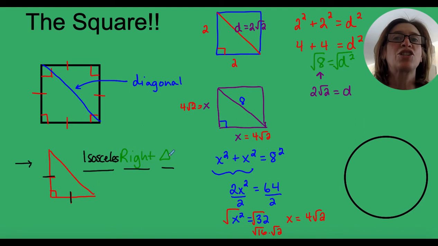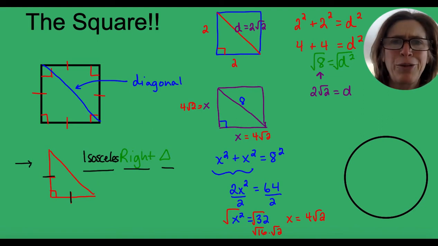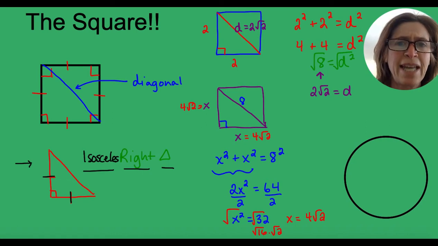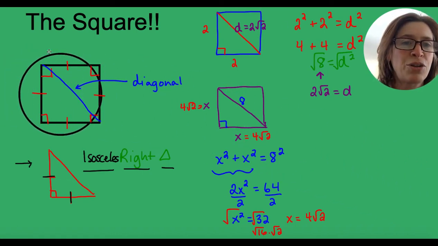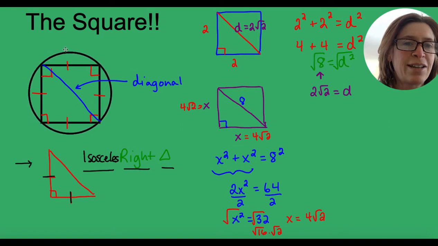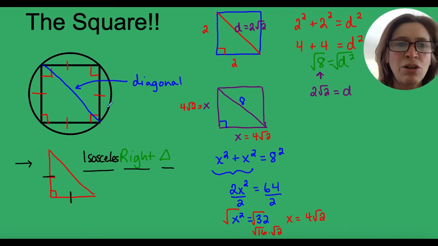Remember, we've talked about that the square is really special for a number of reasons. Like, we've got all different shapes in it. We even could take a circle and put the circle around it, where the square is tangent to the circle, meaning it touches it in all 4 corners. And we can see that the diagonal of the square is actually the diameter of the circle. So the square is just so cool.